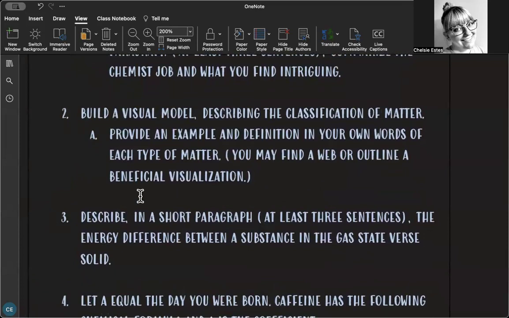Describe in a short paragraph, at least 3 sentences, the energy difference between a substance in the gas state versus the solid. I put that in there a lot, just as a reminder, because some people get overwhelmed when I say paragraph. I don't want anything super big. Just the 3 sentences will be sufficient. If you can answer the question in 3 sentences, 3 sentences is enough. Obviously, if you feel like you need more to answer the question, go for more.